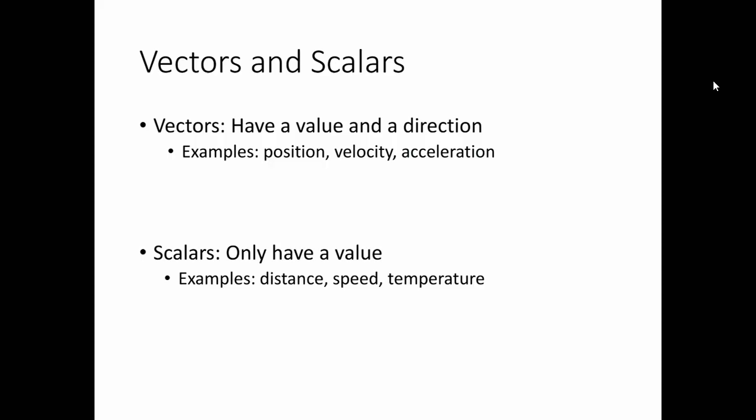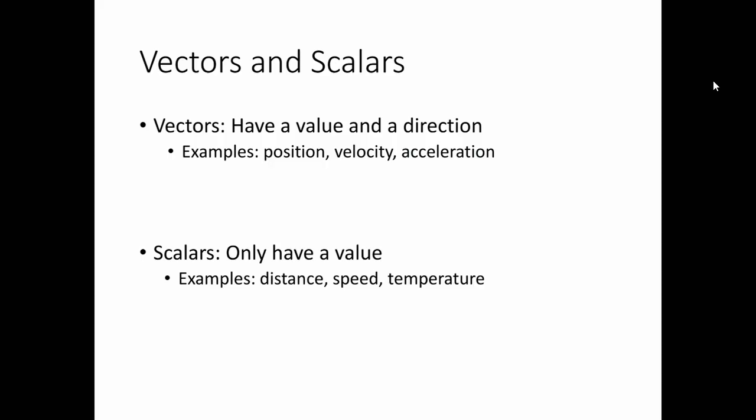In math so far, maybe you've learned about numbers and how to add them and subtract them and multiply them. In physics, sometimes a number needs something in addition to just the number. So a vector is something that has a number associated with it, but it also has a direction. So the examples of things that are vectors are position, velocity, and acceleration.